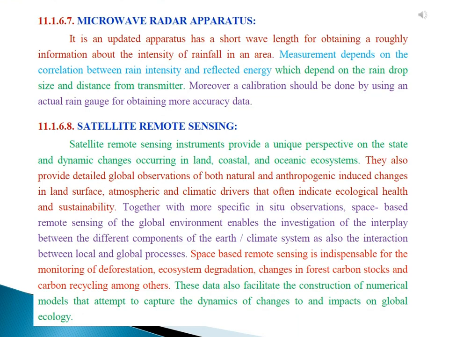Microwave radar apparatus. It is an updated apparatus with a short wavelength for obtaining rough information about the intensity of rainfall in the area. On the other hand, satellite remote sensing is an instrument that provides an adequate representation of the state and dynamic change occurring in land, coastal, and oceanic ecosystems.